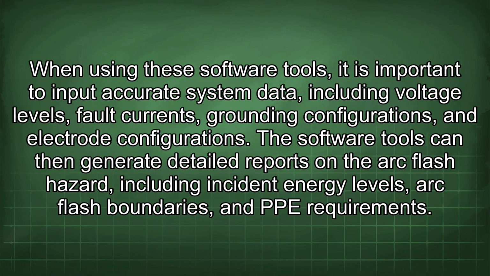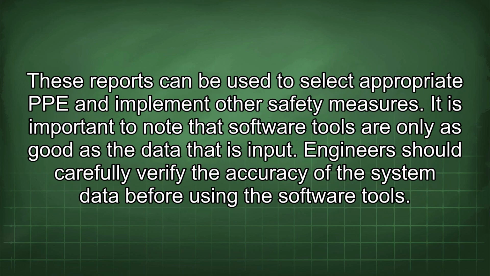When using these software tools, it is important to input accurate system data, including voltage levels, fault currents, grounding configurations, and electrode configurations. The software tools can then generate detailed reports on the arc flash hazard, including incident energy levels, arc flash boundaries, and PPE requirements. These reports can be used to select appropriate PPE and implement other safety measures.